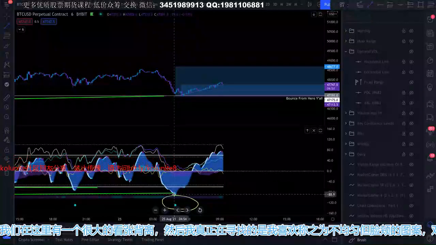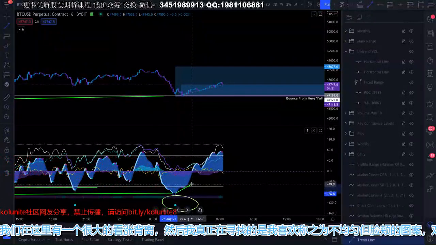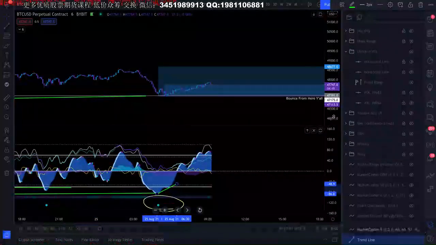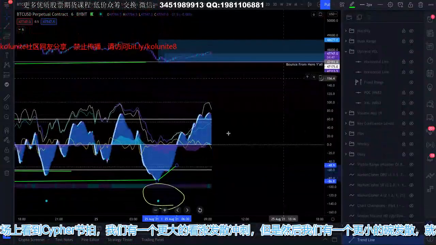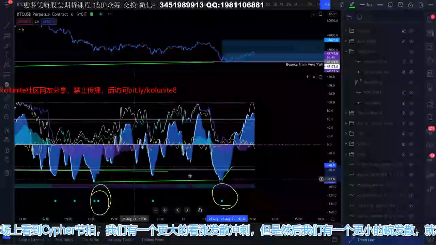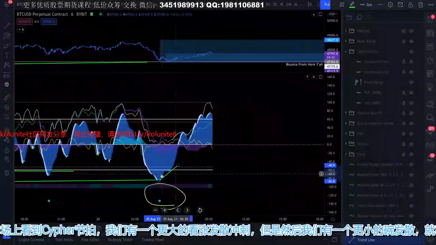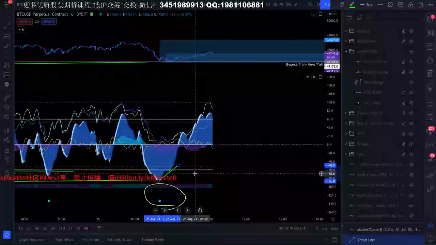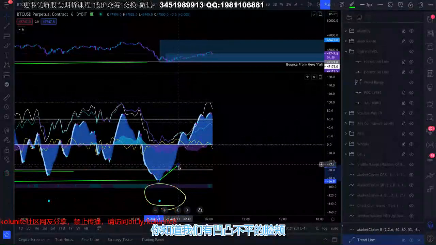And the thing I was really looking for was what I like to call the uneven butt cheeks pattern, right? The uneven buttocks pattern, where you could see on Market Cipher B, we had a bigger bullish divergence printing, but then we had an even smaller bullish divergence printing right here.